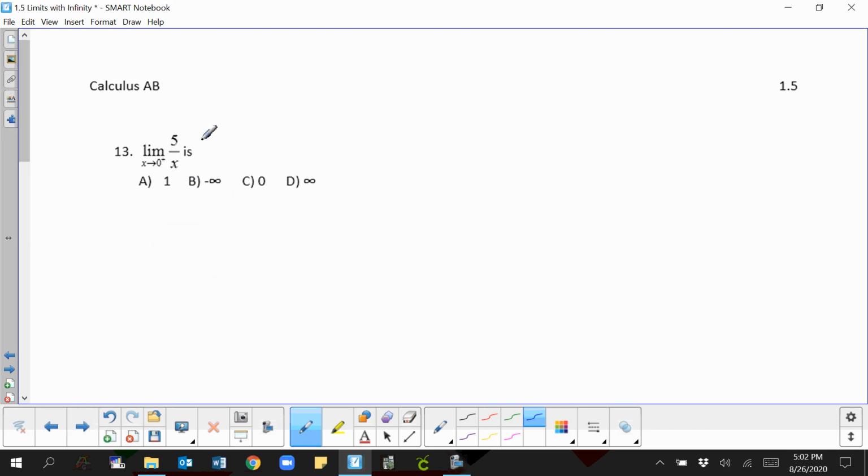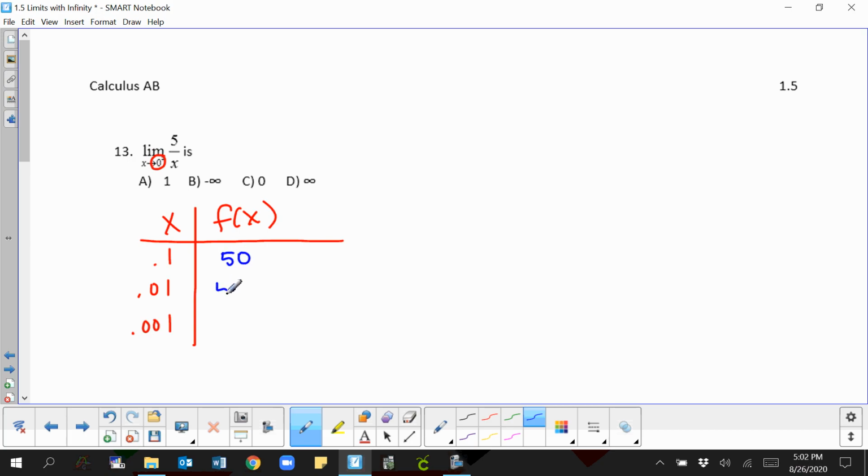Okay, let's look at number 13. Once again, our limit is not approaching infinity. It's looking at 0, so we're going to have to do a table. I've got x and f of x, and I'm looking at 0 from the positive. So I'm going to do 0.1, 0.01, and 0.001. So you guys plug those into your calculator, and let's see what you get. All right, you should get 50, 500, and 5,000. So you can see that this is going off to positive infinity. And this is a does not exist limit because it's going off to positive infinity.